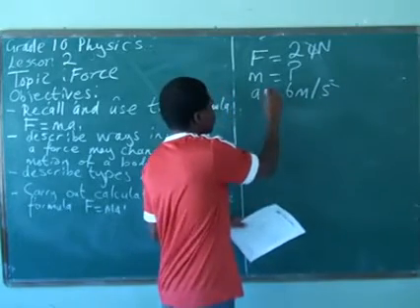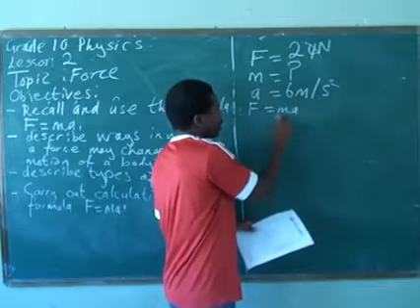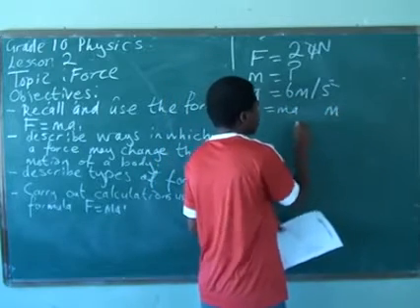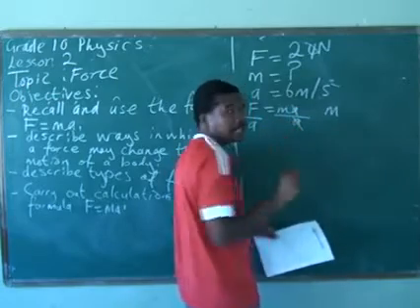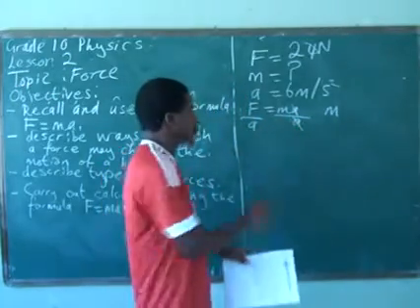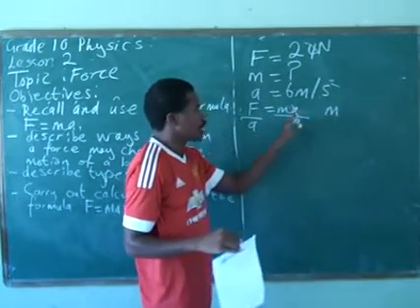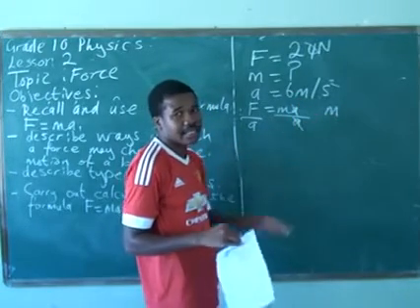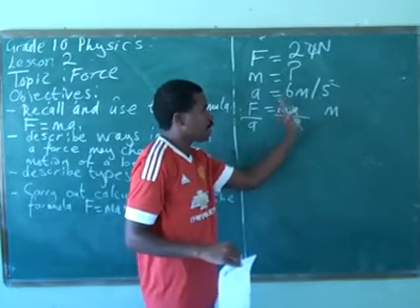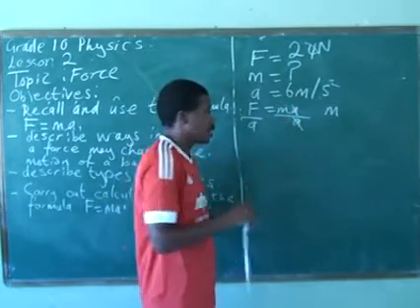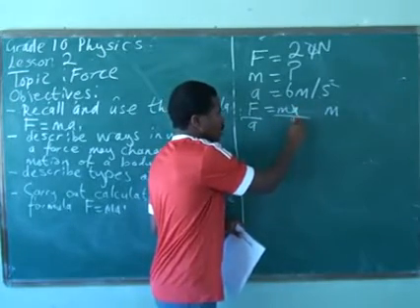Now we have to recall that F is equal to ma, therefore for m, by substitution, we divide both sides by a. I did it a bit fast, but you can slow down. F is equal to ma. For us to find m, we have to cancel the a on this side. And to cancel the a on this side, we divide both sides by a. I divide both sides by a, and then these two cancel out.